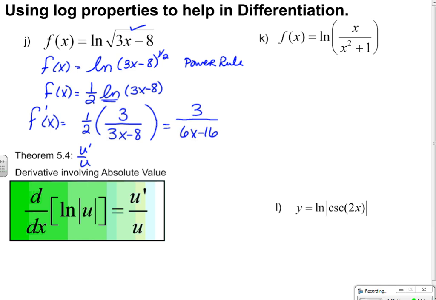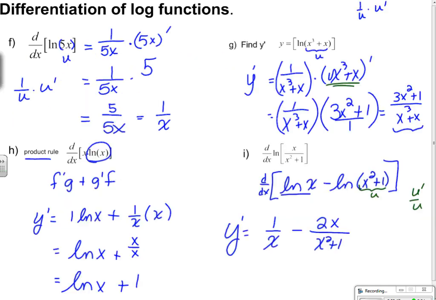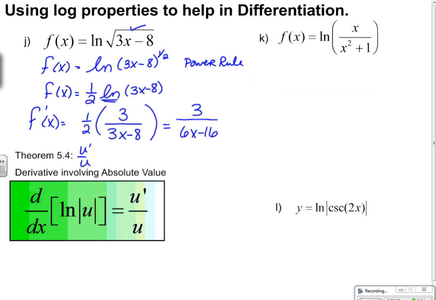Letter K. Was that not just the same problem we just did? Where did we do that one? X squared plus 2. We've done this. We can scratch this. We just did it.